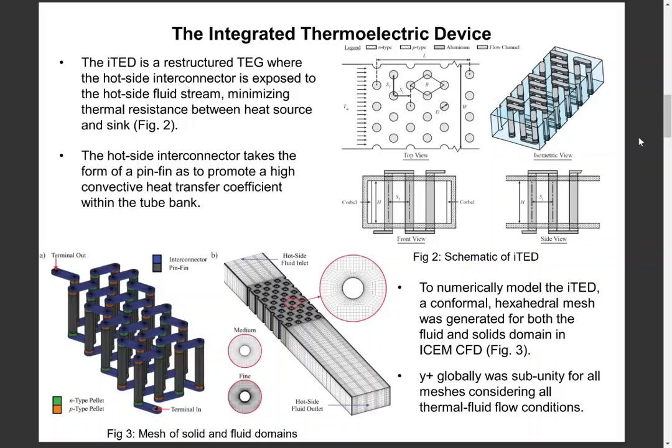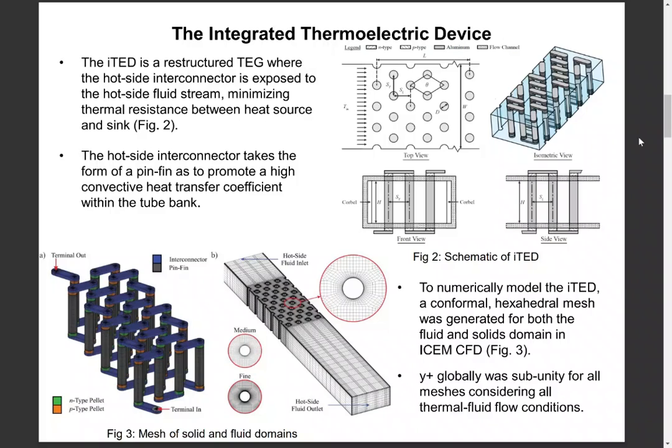To illustrate these two types of uncertainty, a fully coupled thermal fluid electric model was constructed of a novel thermoelectric device, the integrated thermoelectric device. The ITED is a restructured TEG where the hot side interconnector also acts as a hot side heat exchanger, and is configured to promote the evolution of high convective heat transfer coefficients within the heat exchanger system. This device configuration is shown in Figure 2. And note how it contrasts a typical device shown in Figure 1.